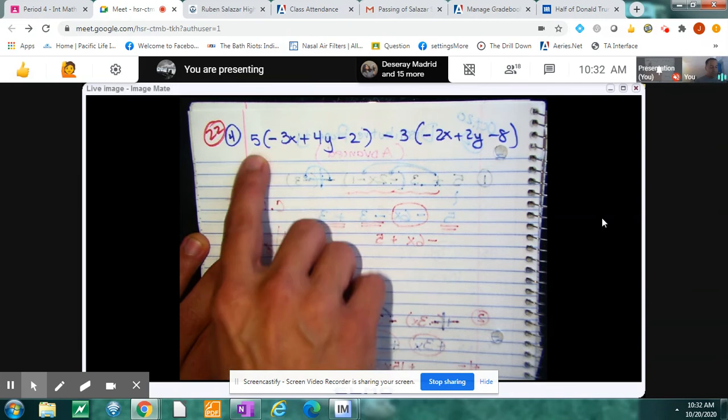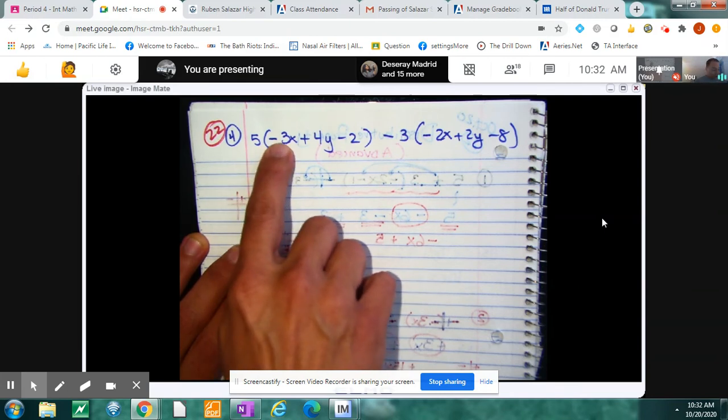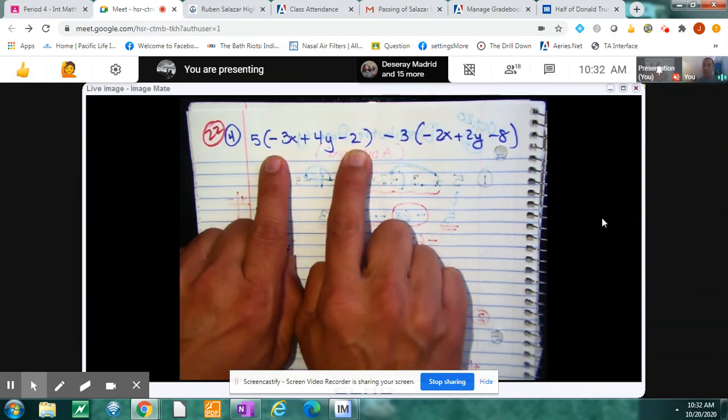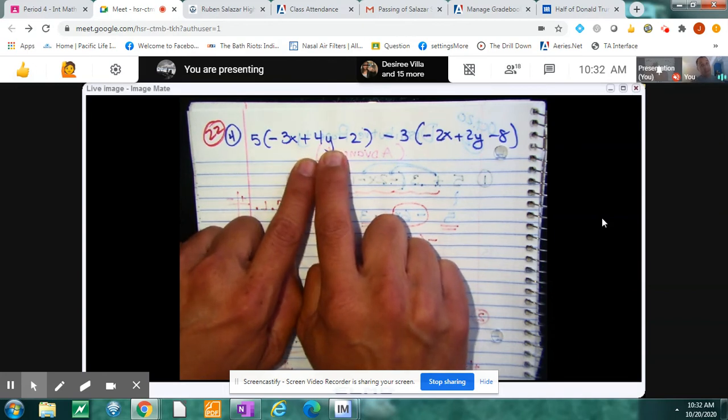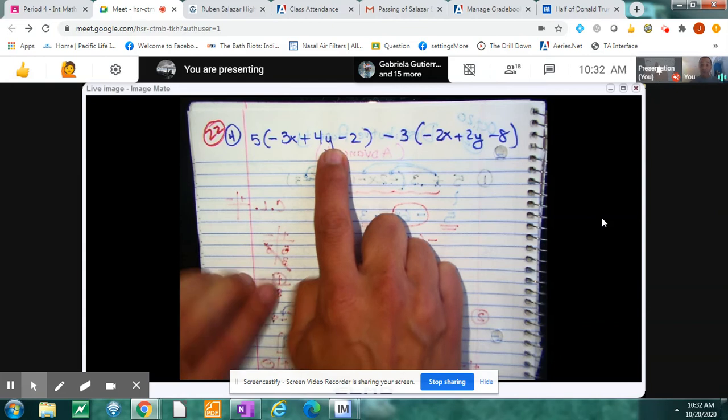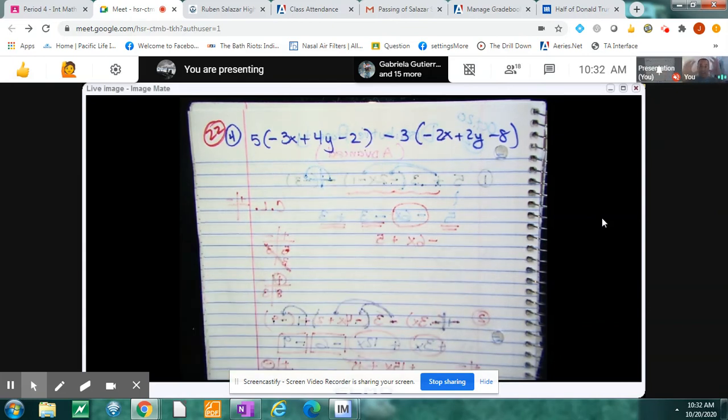So now this is another type of expression where you simplify it. But look, you have 5 times all this. Mister, there's like 3 terms inside the parentheses. Is that possible? Yep, it's possible. You could have 4, 5. As long as it's inside the parentheses, you got to distribute the 5.